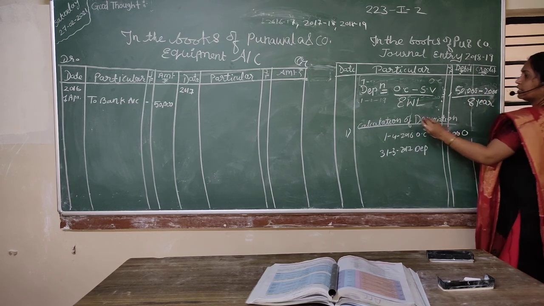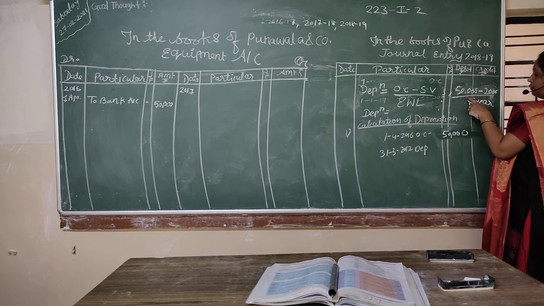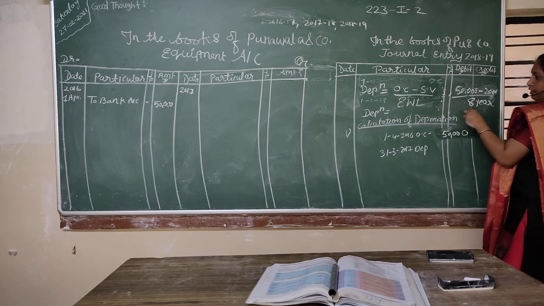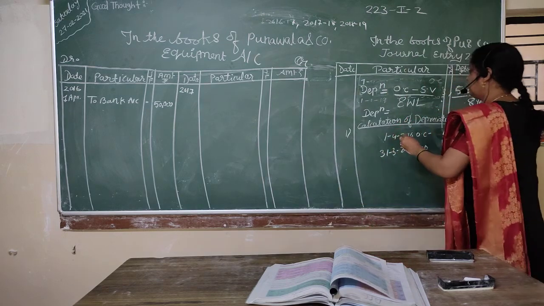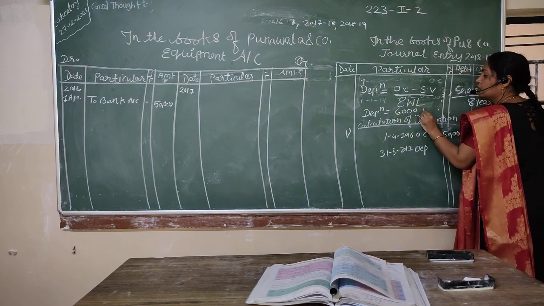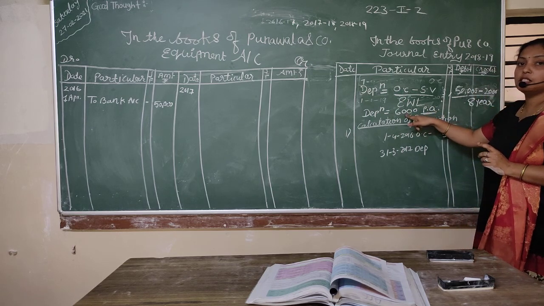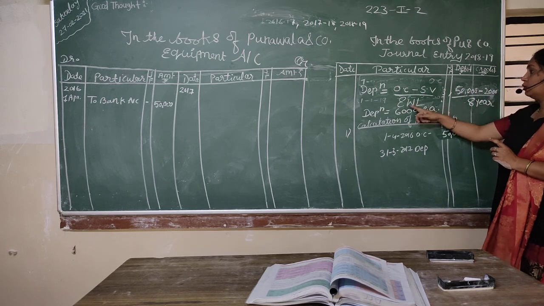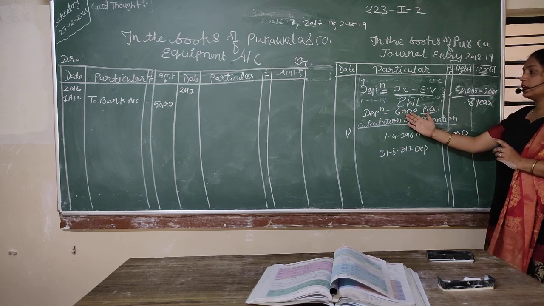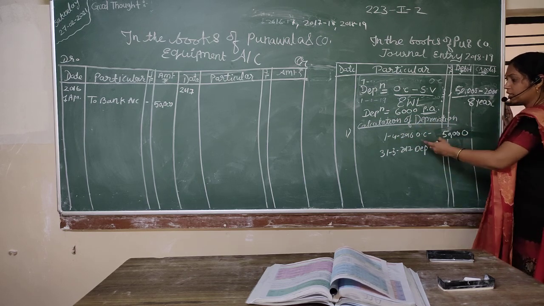After solving this, we get 50 minus 2, that is 48,000. 48 divided by 8, we get the depreciation amount, which is 6,000 rupees per annum. The yearly depreciation charged will be 6,000 per annum. So original cost, scrap value, estimated working life of 8 years, solved, gives us 6,000. Now we will charge the depreciation every year.